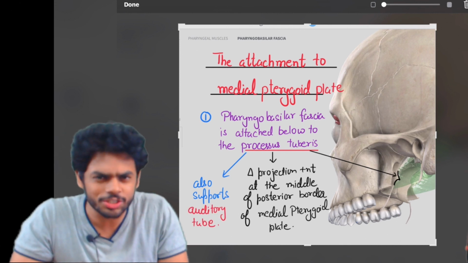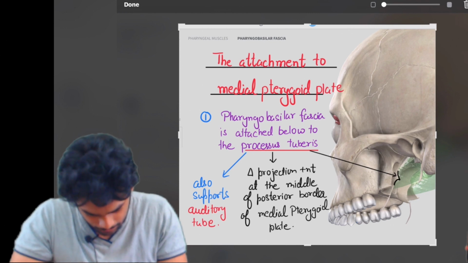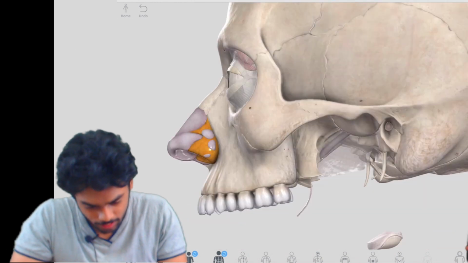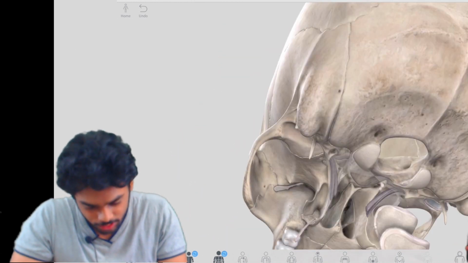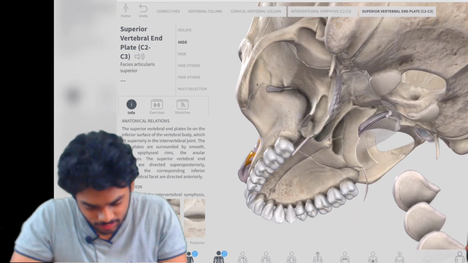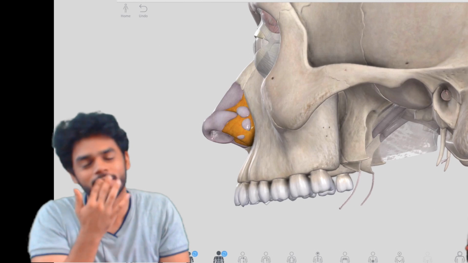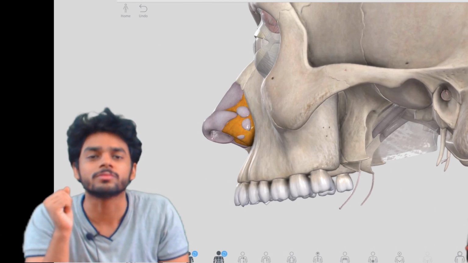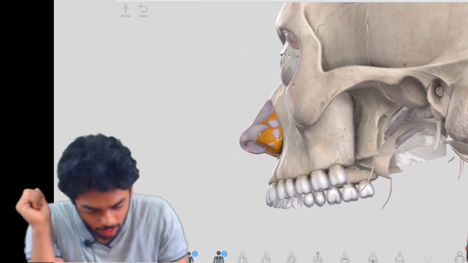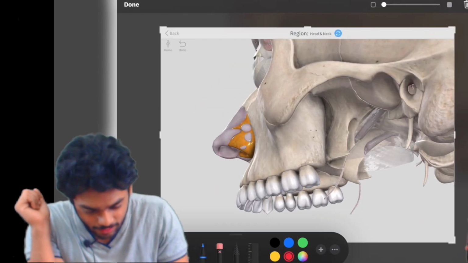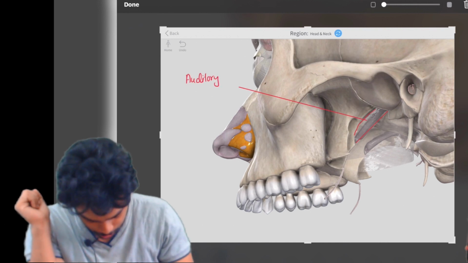Where is the auditory tube? I will show you. First, let me go to the animation part. Can you see here the two auditory tubes? Let me remove the unnecessary structures. Now you can see the auditory tube which is present there. Can you see this part? Let me outline this auditory tube so that it will be clear for you. This is the auditory tube.